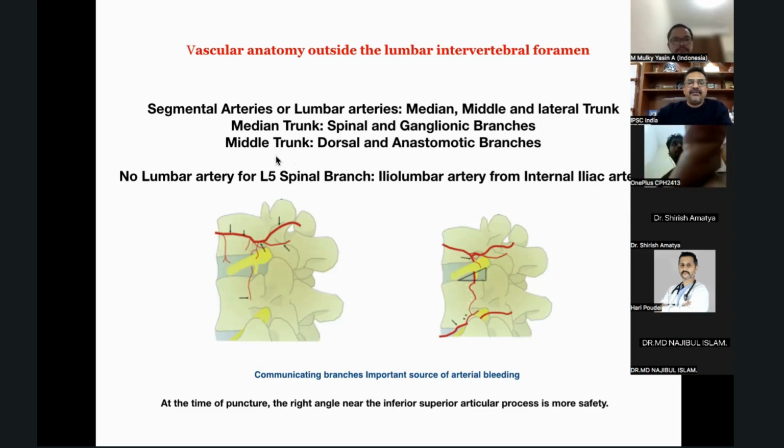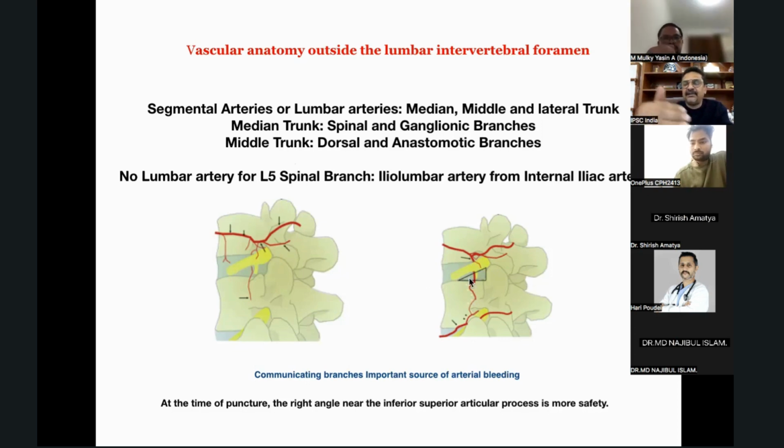The middle trunk gives one dorsal branch over here, and one anastomotic branch. You can see here, this is the dorsal branch, and this is an anastomotic branch. The importance is that this anastomotic, or communicating, branch goes through Kambin's triangle. Mostly this lies in the posterior part of Kambin's triangle over here.